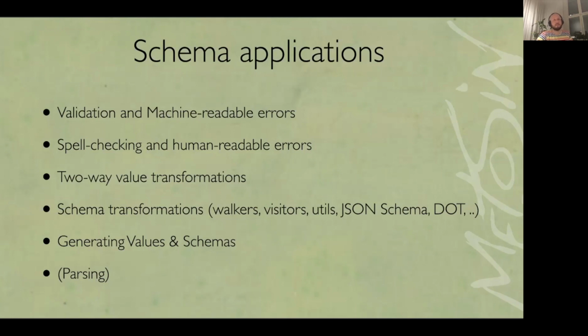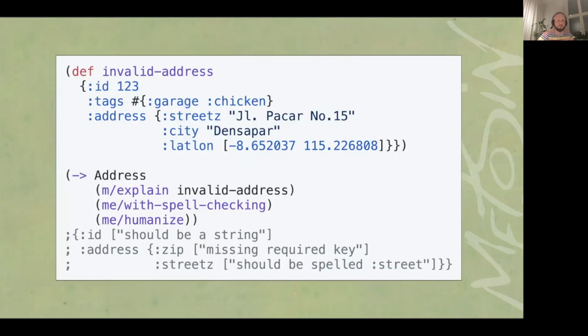And then an important thing, schema transformations. In Clojure, you can modify or transform your data easily, but we wanted to have the same for schemas. So there are walkers, visitors, lots of utilities. You can transform to JSON schema, to dot, and whatnot, and then generating values and schemas. Parsing is coming, it's not out there yet.